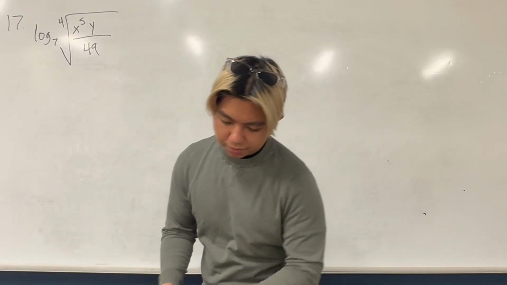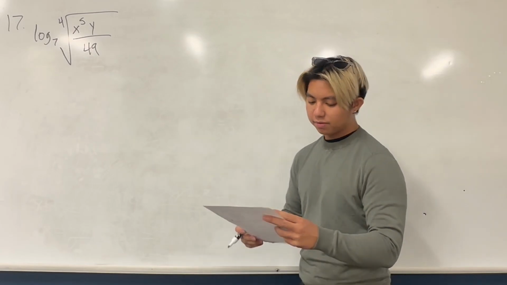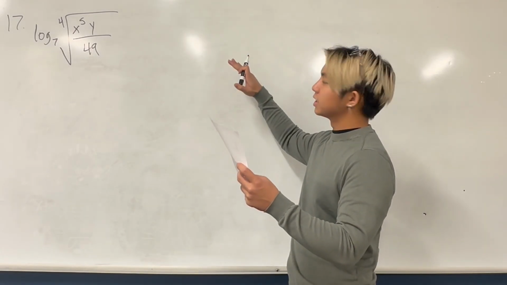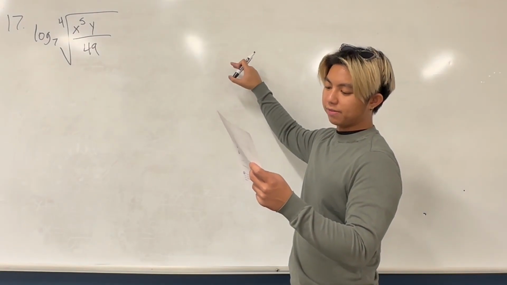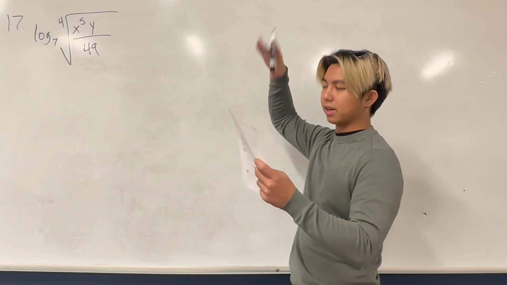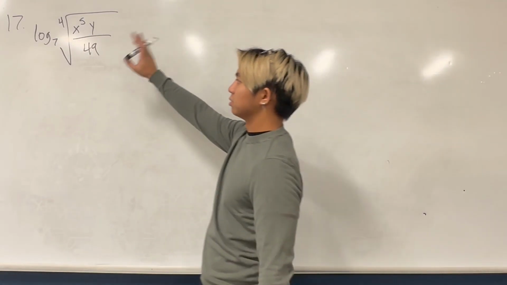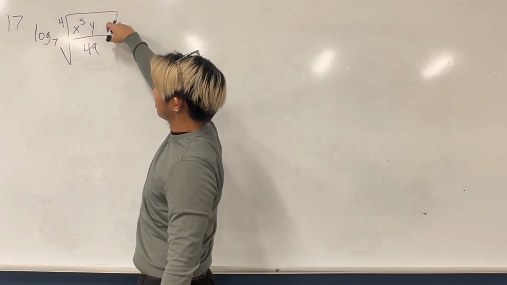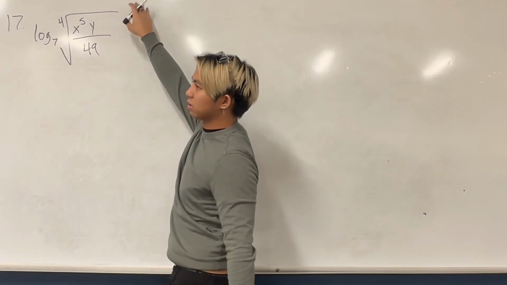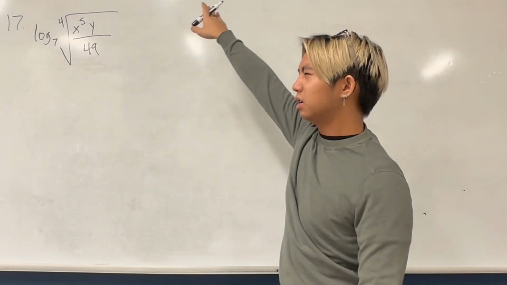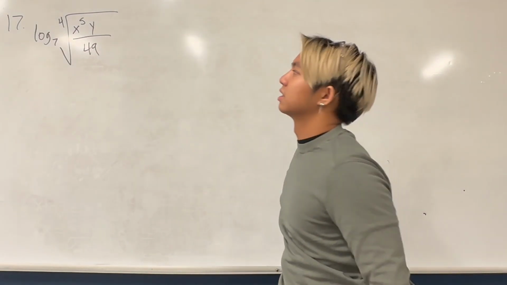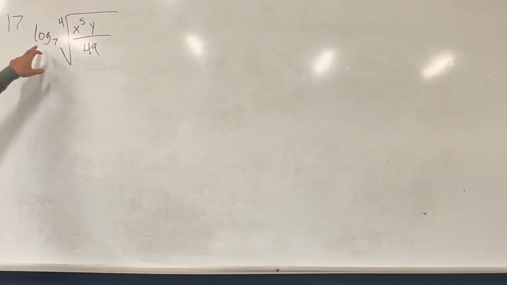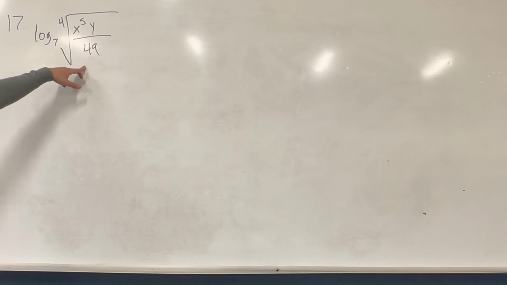Okay, for number 17, we have: use properties of logarithms to expand the logarithmic expression as much as possible. Where possible, evaluate logarithmic expressions without using a calculator. So we have this big old thing: log base 7 of x to the 5 times y over 49 times the fourth root. Anyways, how do we approach this? We have log base 7 and 49.